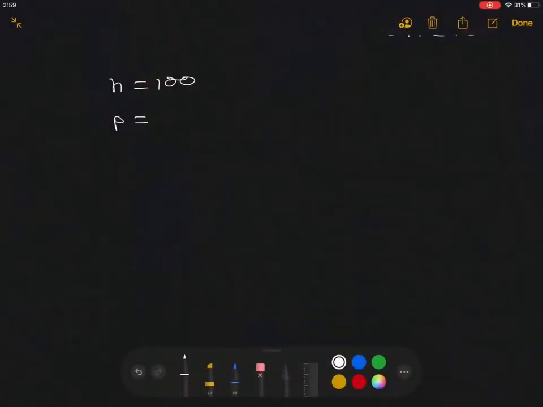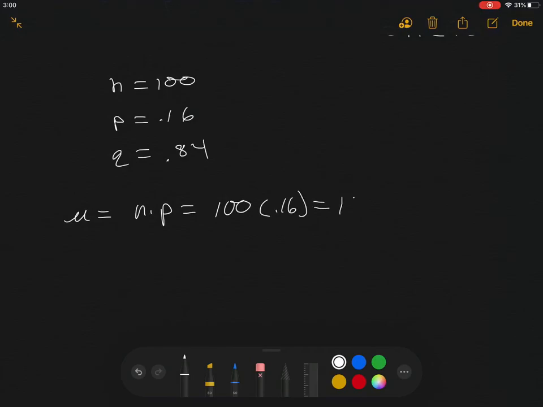They said 0.16. That means q, 1 minus that, would be 0.84, right? And we would need to find the mean. So the mean is equal to n times p, or 100 times 0.16, which is 16. So we should expect 16 green M&Ms in any one bag. Standard deviation, the amount the green M&Ms on average would deviate by.